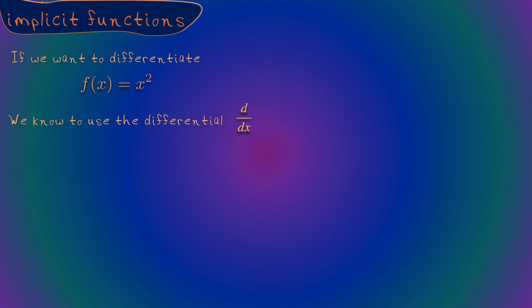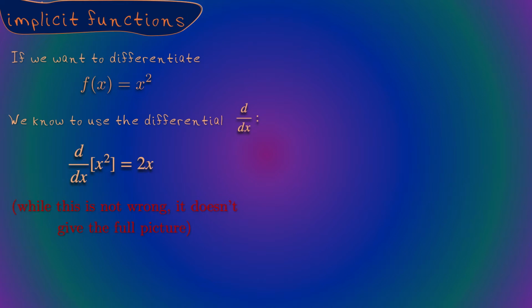Alright, we're going to look at implicit functions. So if we want to differentiate, let's just say something like f of x equals x squared, something we've seen before. We know that we can use d/dx of x squared, and that's just going to give us 2x. But we don't really know exactly what's going on here.